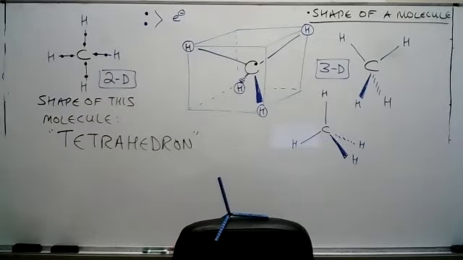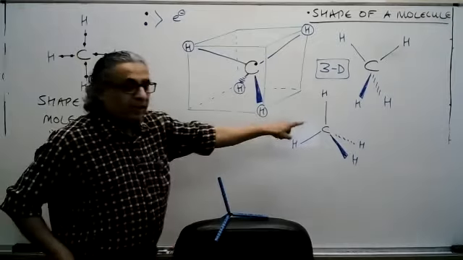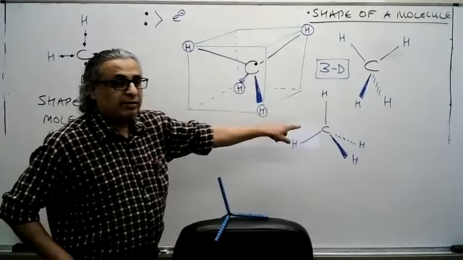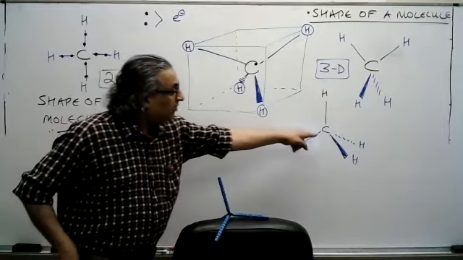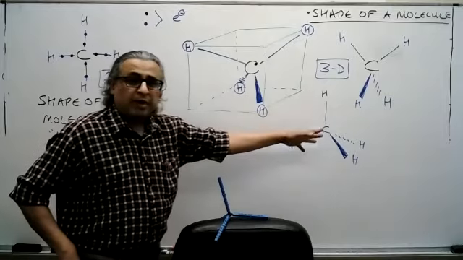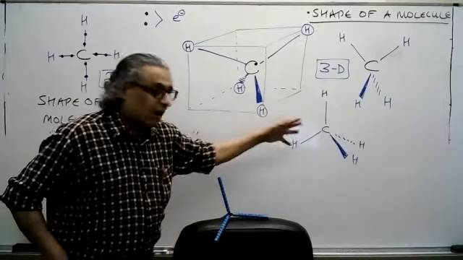Make sure you understand the shape of tetrahedral and how to draw it. Get used to drawing it. Start drawing the three-dimensional representation of methane. When you have an sp3 carbon with 4 bonds coming out of it, this is exactly how it looks.